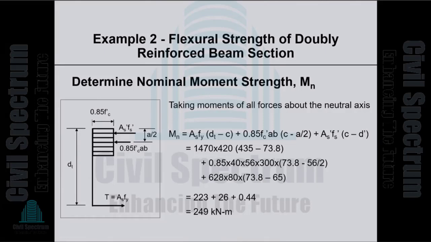What is the minimum thickness of a flat plate slab? Minimum thickness of flat plate is given in the two-way slab chapter. We will come to that week after next.